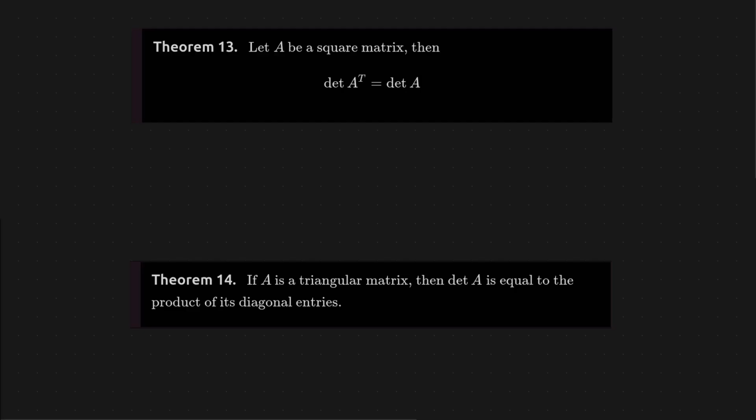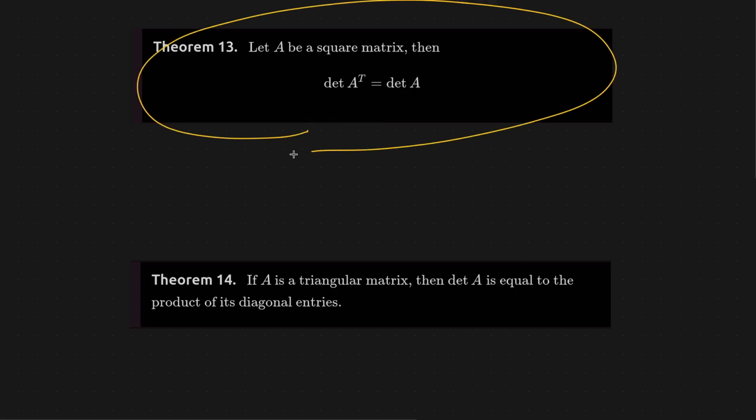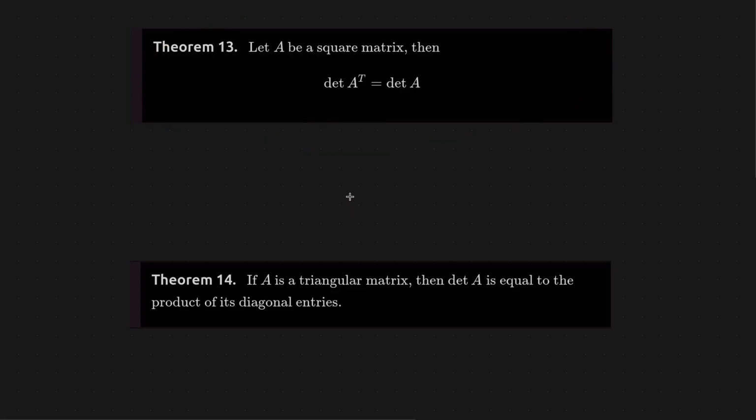We're going to finish off this section with a few special cases. Now, I'm not going to prove these theorems formally, but they're pretty easy to see what's going on here. Okay, so let's take this theorem here. If A is a square matrix, then the determinant of the transpose of a matrix is just the determinant of the original matrix.